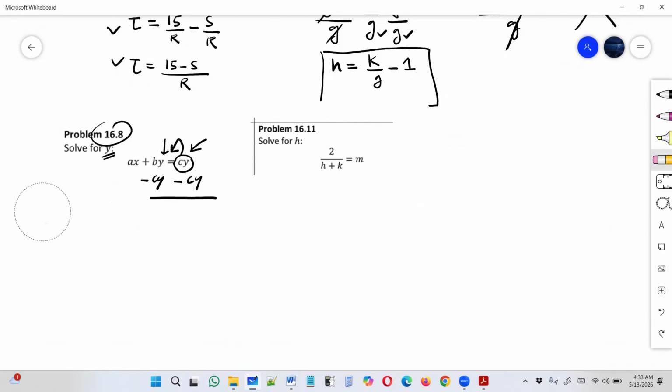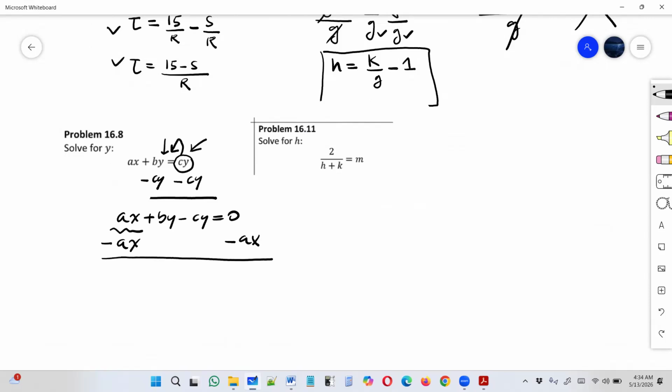Let me just erase this part. So now I have ax plus by minus cy equals 0. And because I'm solving for y, anything that is not y cannot be here. So I'm going to subtract both sides by ax. They cancel here. I have by minus cy equals minus ax.